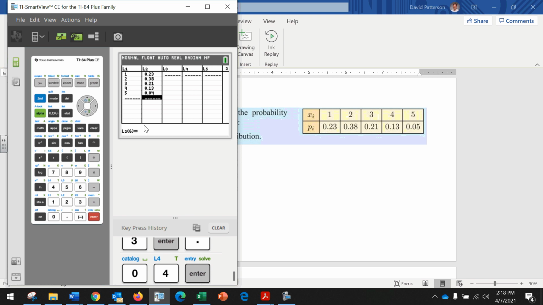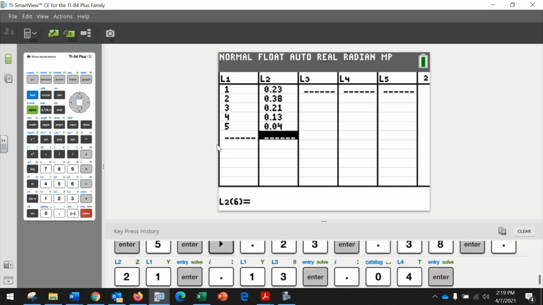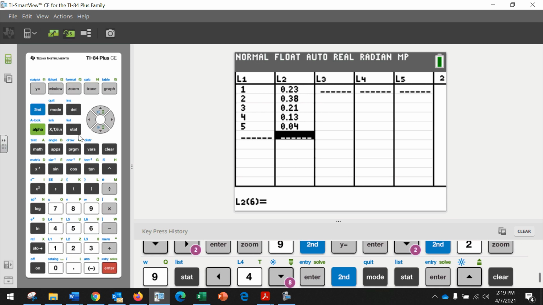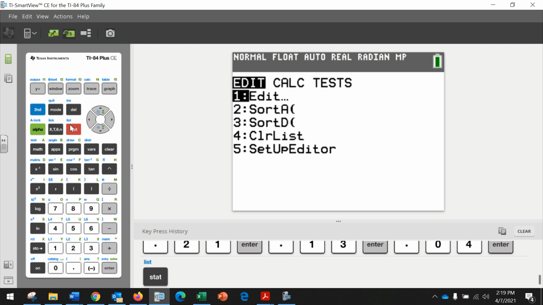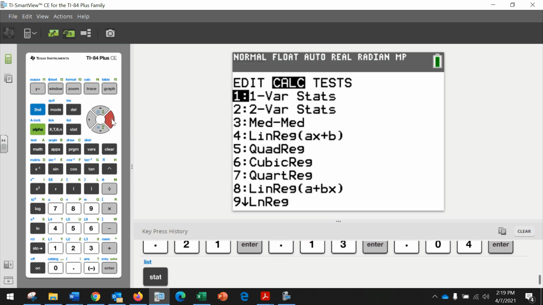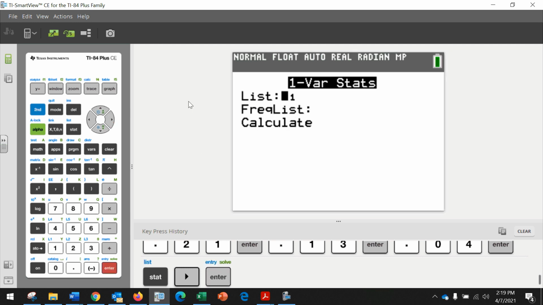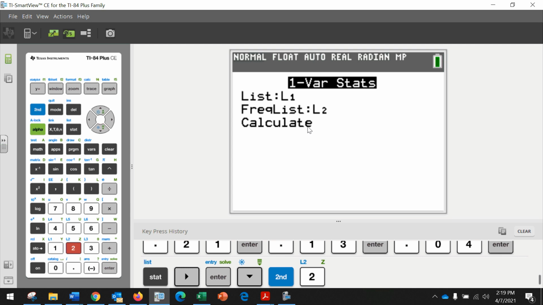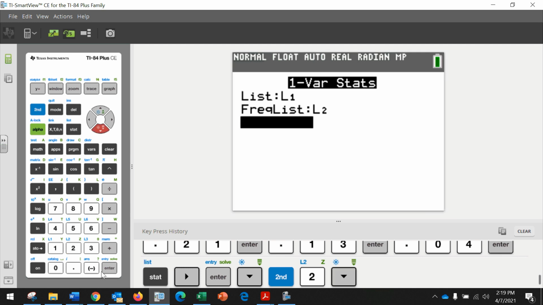Double check, make sure I entered them right. I did, I'm good. So how am I going to get that standard deviation and that variance? If I hit the stat button, which we did in the last chapter, if you remember, I'm going to go into the calc menu, cursor to the right, then go to 1-Var Stats, one variable statistics. My list is L1, where my x values are. For my frequency list, I'm going to hit second and then the number 2 to get the frequencies in there. Then I'm just going to hit calculate.